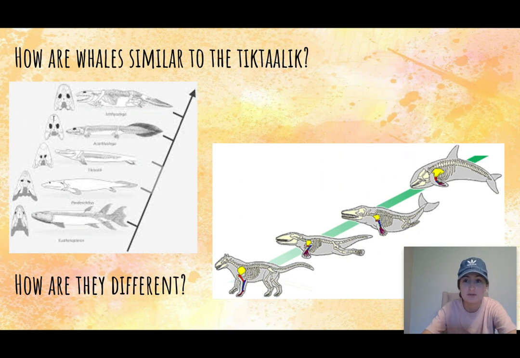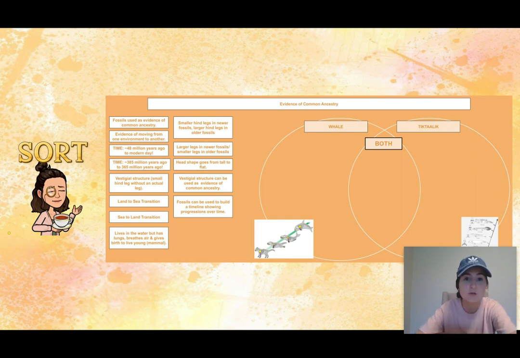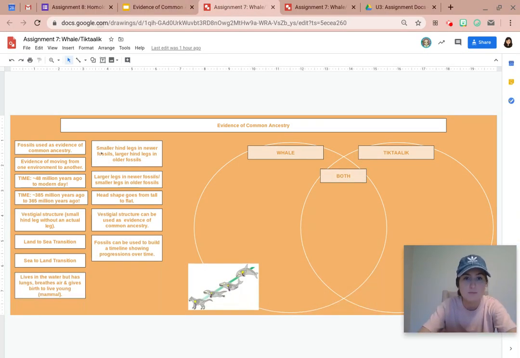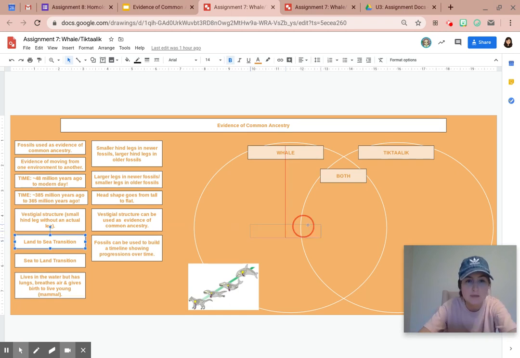So what we're going to try and figure out today is, how are whales, this related phenomena, similar to our Tiktaalik? What do they share in common, but also how are they different? So what you're going to do today is a little sort on a Google drawing. You're going to be able to drag these boxes. I can show you this Venn diagram: things that relate to the whale, things that relate to the Tiktaalik, and then things that might relate to both.